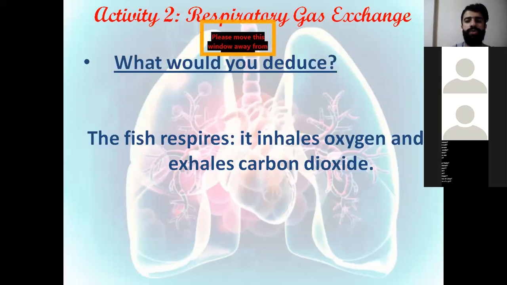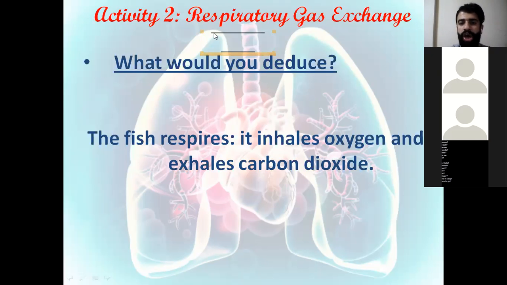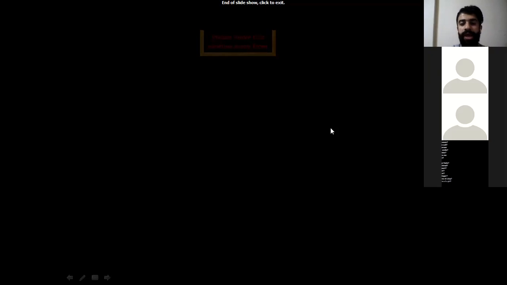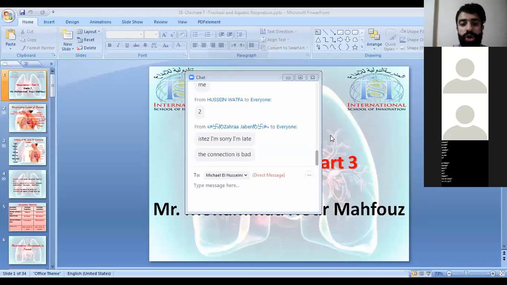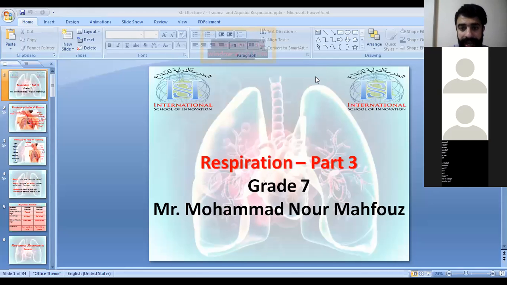So here, what would you deduce? The fish respires. It inhales what? It inhales oxygen and it exhales carbon dioxide since it consumes the oxygen and releases the carbon dioxide. So here you have to know all these notes and to review these notes later on.